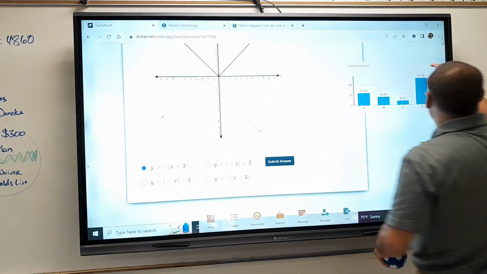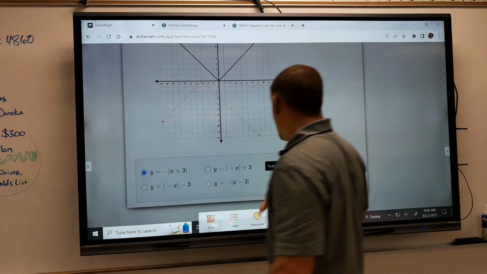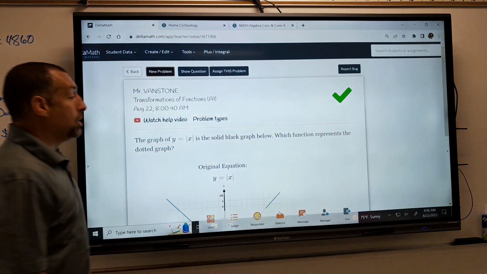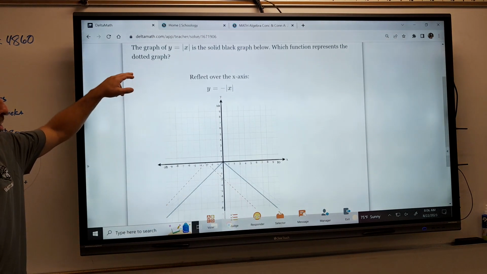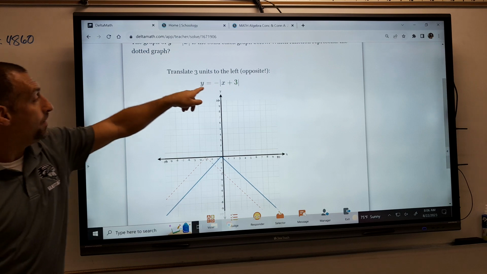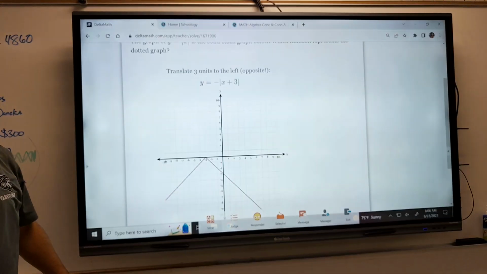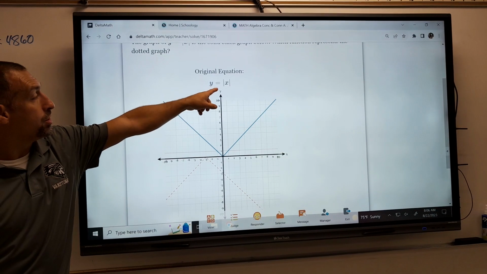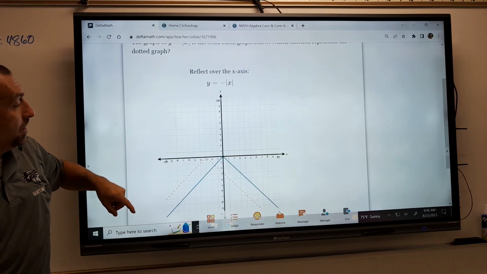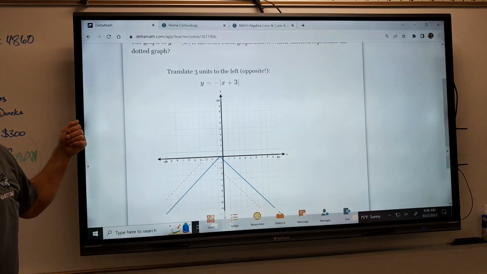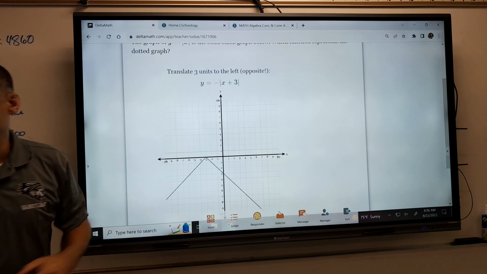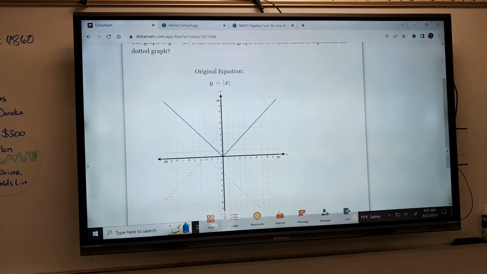That's okay. That was a tricky one, but we've got to figure this out. It looks like only about 25% of the class was correct. The negative flips it to the left 3, and there you go. Watch it again. It shows you. The negative flips it, and then left 3 is the plus 3. Everybody got it? All right, let's get it ready for the next one.